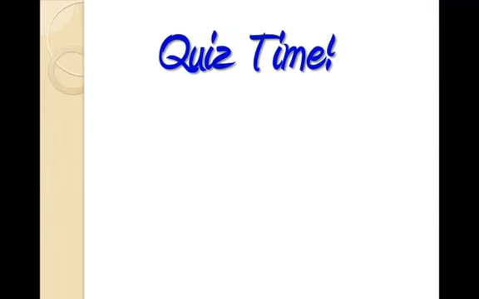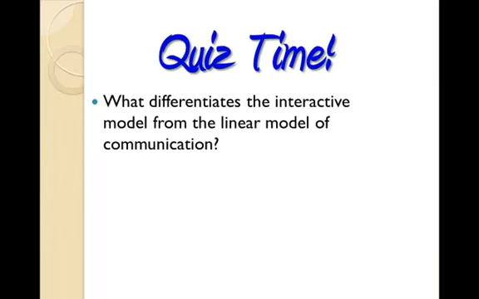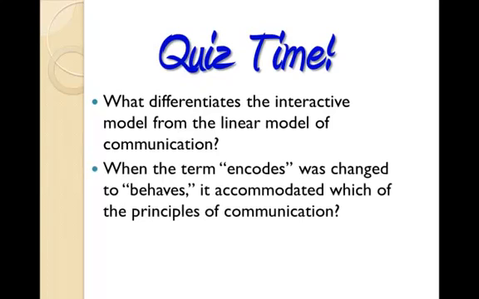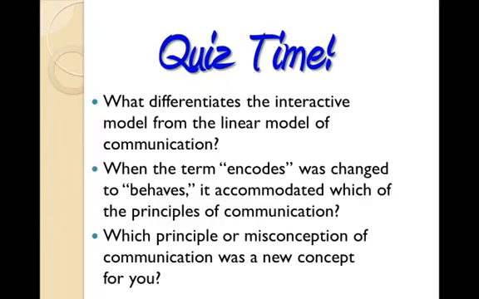So it's quiz time now. First, what differentiates the interactive model from the linear model of communication? There's several concepts in this one. When the term encodes was changed to behaves, which of the principles of communication was that to accommodate? And then finally, which principle or misconception of communication in this lecturette was a relatively new concept for you that you hadn't thought of before?